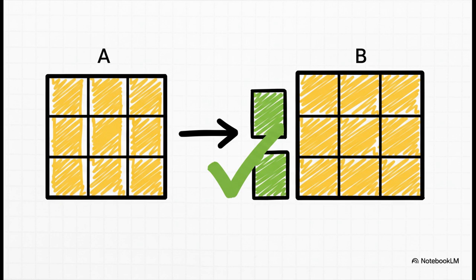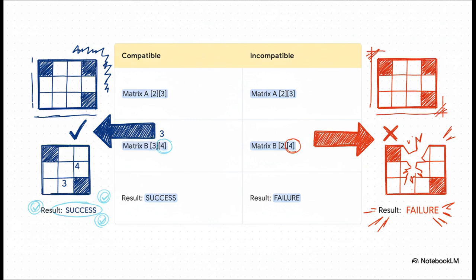Okay, before we even dream of writing a single line of code, there is one golden rule. This is absolutely non-negotiable. The number of columns in the first matrix must, and I mean must, equal the number of rows in the second matrix. If they don't match, you can't do it. The operation is just impossible. Full stop.